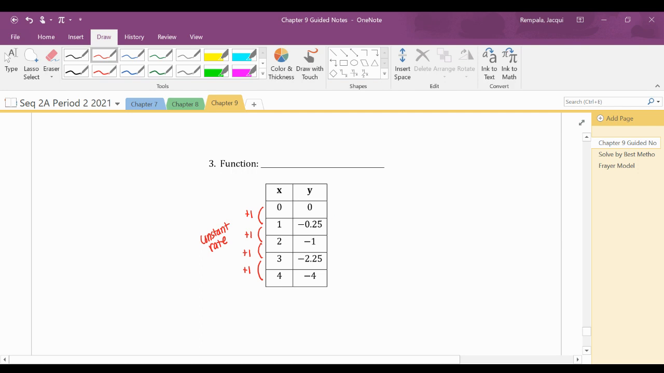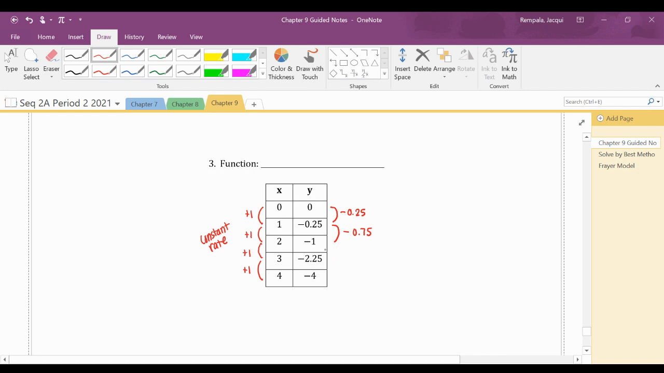So then let's look at the y's. If I look at 0 and now I'm going to a negative, that means let's try subtraction. To go from 0 to a negative 0.25, I'd have to subtract 0.25. But then to go from negative 0.25 to negative 1, I'm not subtracting this 0.25. I would have to subtract 0.75. So we're not subtracting the same number.